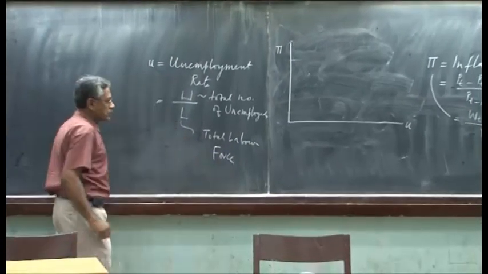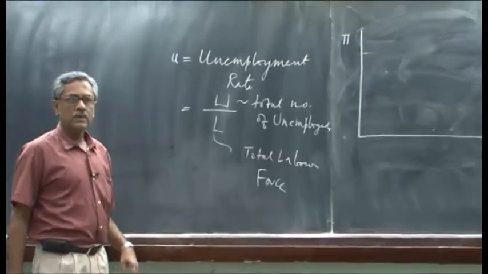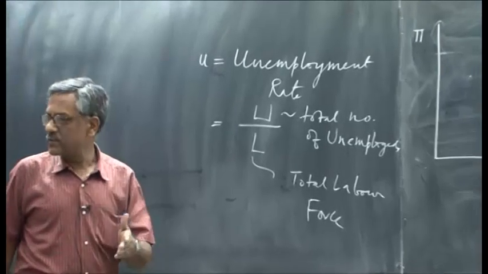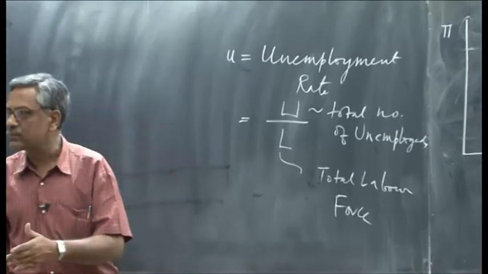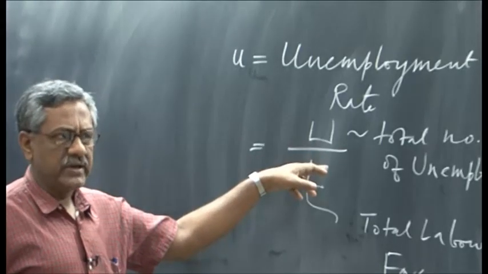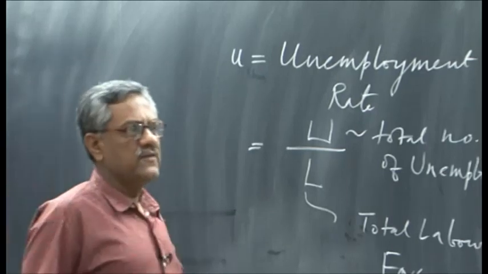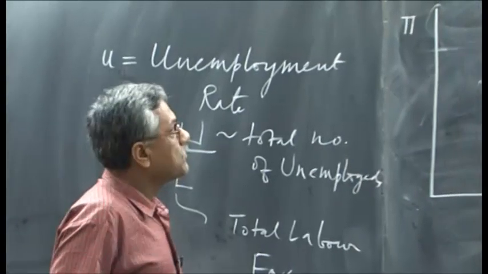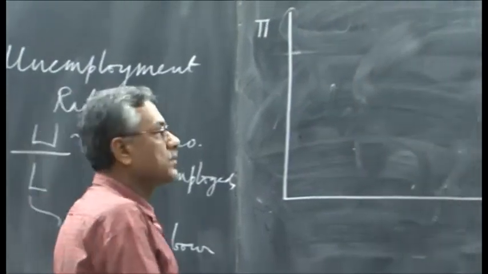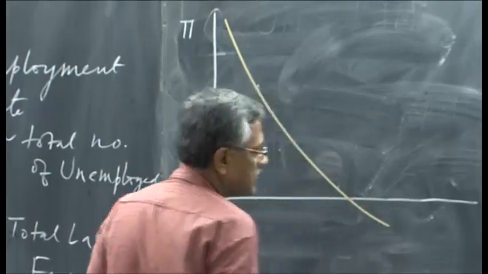This is the total labor force: total number of people unemployed plus total number of people employed is the total labor force. And you can also express it as a percentage by multiplying by 100. What Phillips found was an inverse relationship between inflation rate and unemployment. It went down like this. This is the Phillips curve.